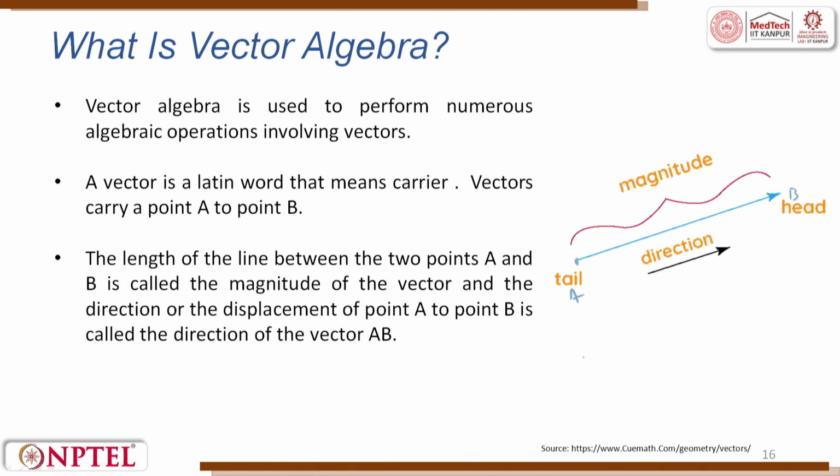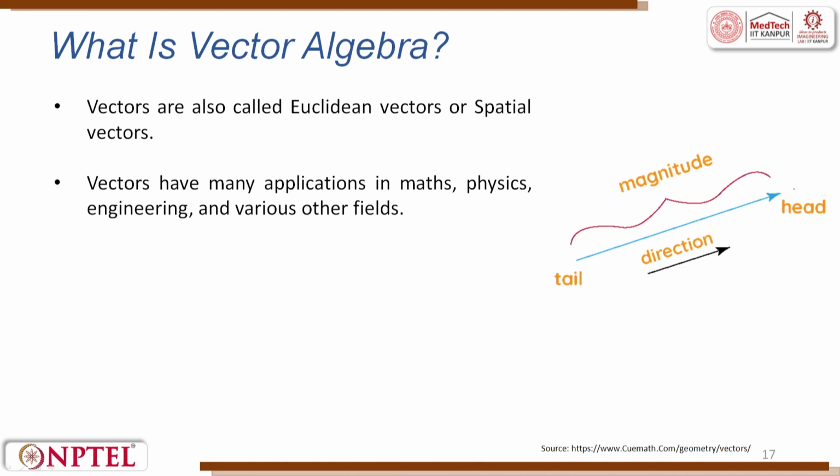The length of the line between point A and B is called the magnitude of the vector, and the direction or the displacement of point A to point B is called the direction of AB. Vectors are also called Euclidean vectors or spatial vectors. Sometimes they call it Euclidean vectors. Vectors have many applications in math, physics, engineering and various other fields.